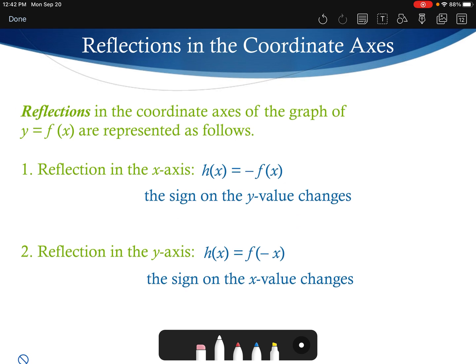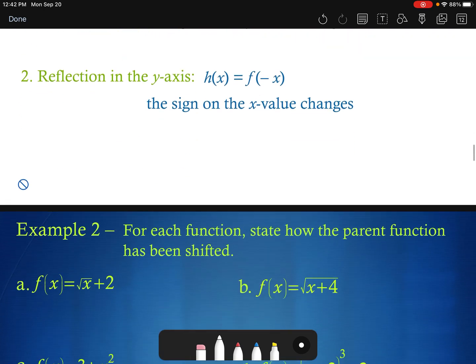If we reflect it in the coordinate axes, if we negate the entire function, we reflect it on the x-axis. If we negate just what's inside the function, we reflect it on the y-axis. And I might have to refer to this several times to keep it straight myself.